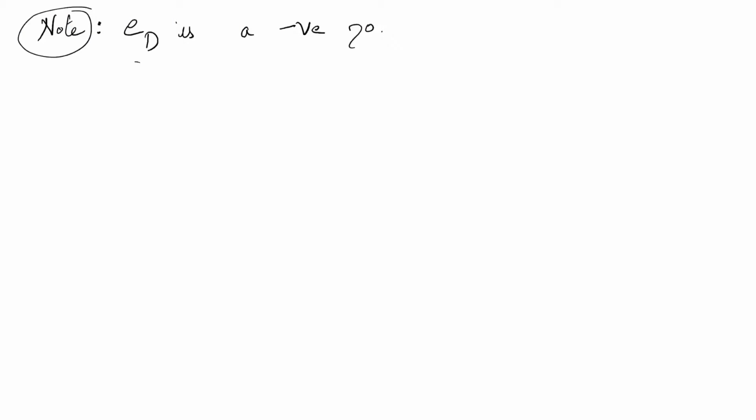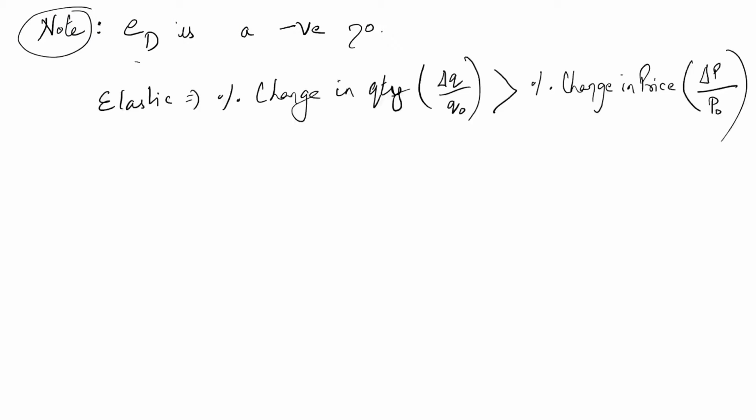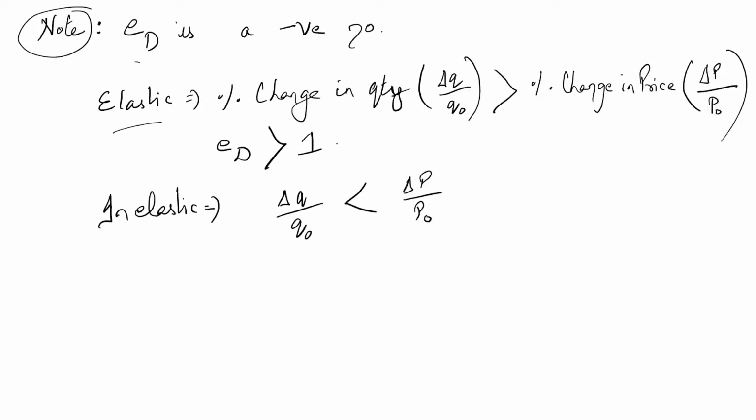For note, price elasticity of demand is a negative number. Price elasticity of demand is considered to be elastic when percentage change in quantity, del Q by Q naught, is greater than percentage change in price, which is del P by P naught. It is denoted by ED greater than 1.